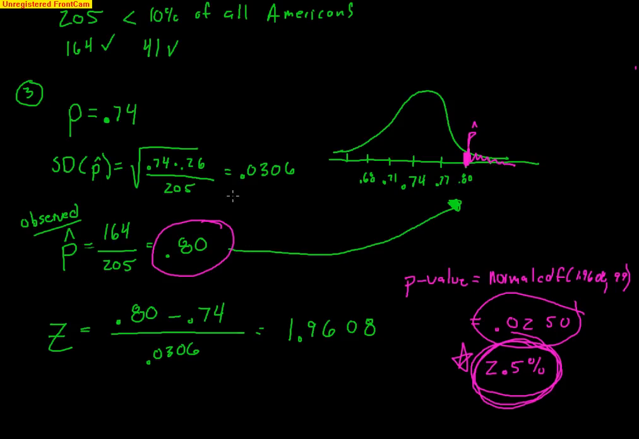Now, all of this is, of course, assuming that the truth was 74%. So a final nice answer for what a p-value is: if the null hypothesis of 74% is true, the chance of seeing 80% or higher occurs 2.5% of the time.